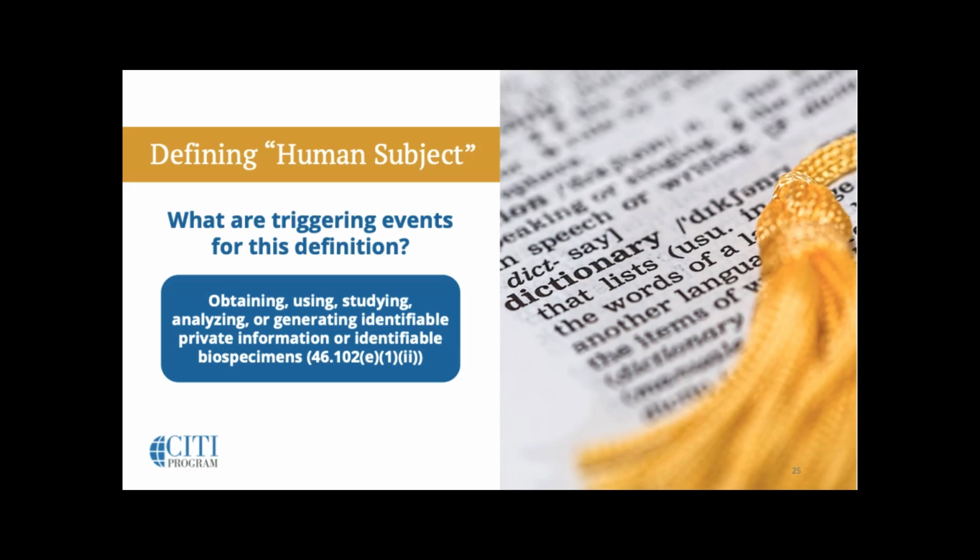So, what are the triggering events for this definition? When we look closely at the definition, you can see that the trigger events at 46.102(e)(12) are obtaining, using, studying, analyzing, or generating identifiable private information or identifiable biospecimens. These triggers have been added to clarify the meaning of obtaining from the pre-2018 Common Rule's definition of human subjects. So now we know better what is meant by obtaining.